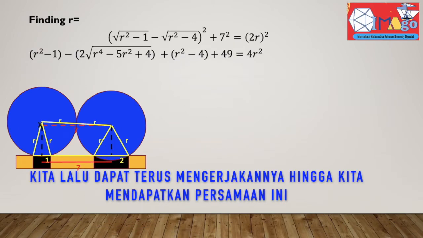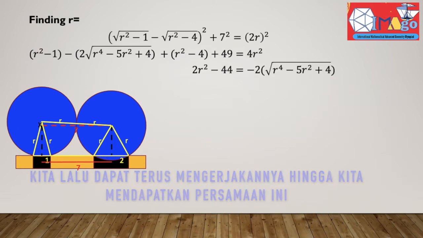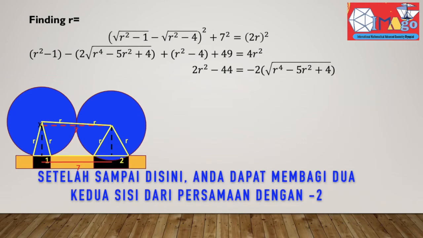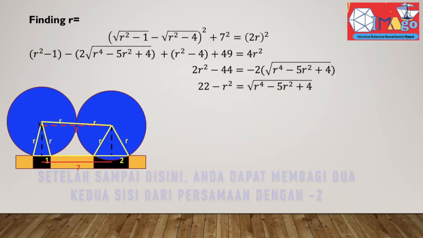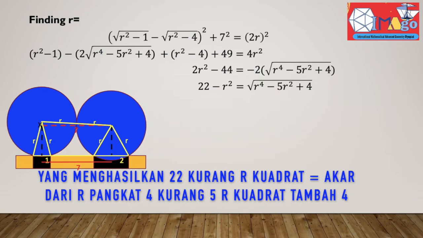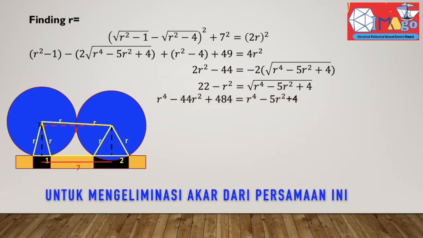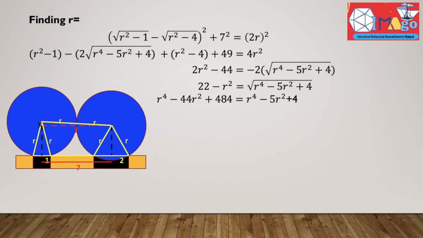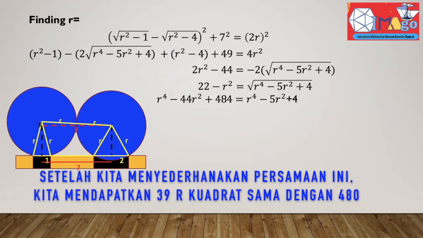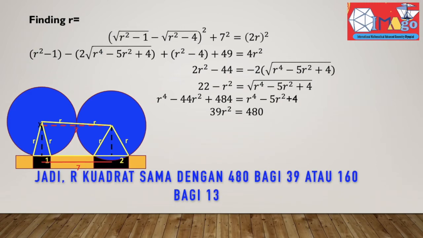We can then continue to work on the equation. Once you get this equation, you can divide both sides of the equation by negative 2, where you get 22 minus r squared is equal to the root of r to the power of 4 minus 5r squared plus 4. After that, you can square both sides of the equation in order to eliminate the root. After we simplify this equation, we finally get 39r squared is equal to 480. Hence, r squared is equal to 480 divided by 39, or 160 divided by 13.